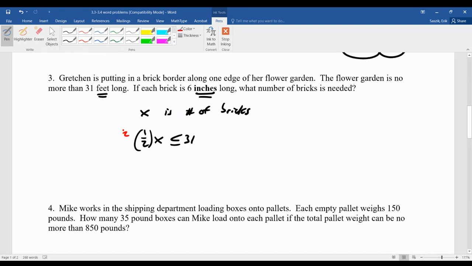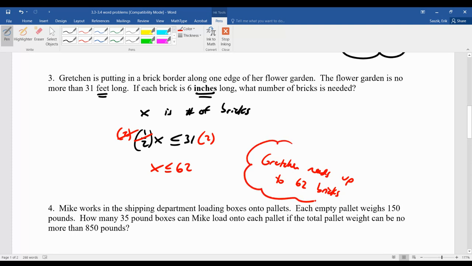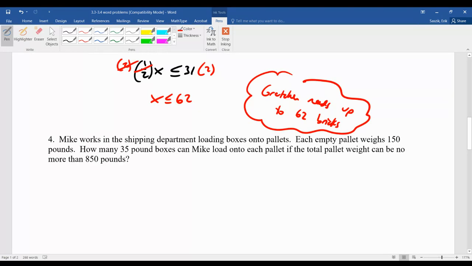So to solve, we multiply both sides by 2. That goes away. We get 62. So Gretchen needs up to 62 bricks. Remember, she may need less, okay? because the flower garden's no more than 31 feet long. So she knows she can cover it if she has 62 bricks.